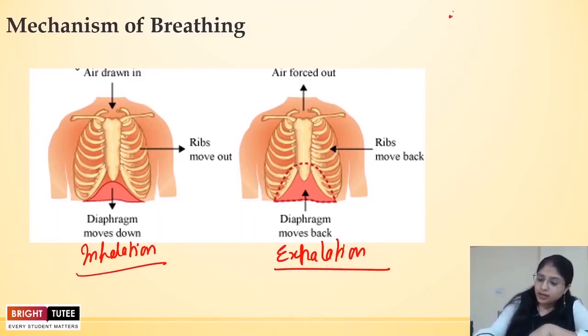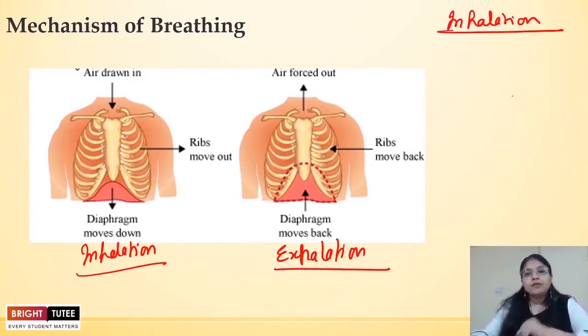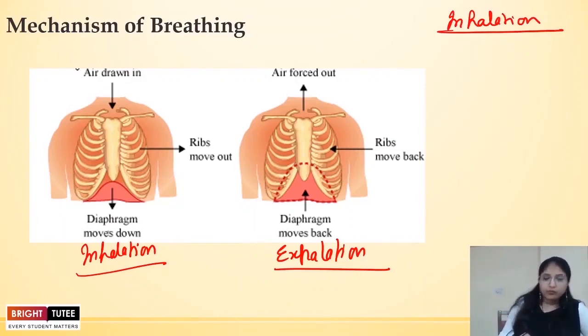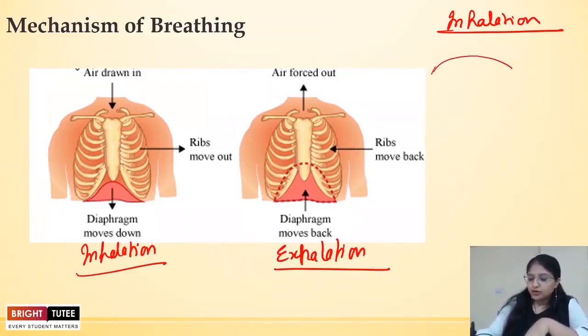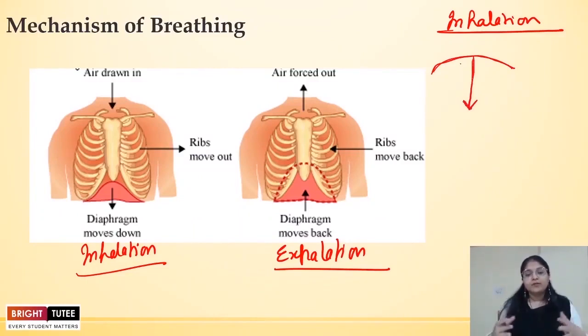First, let's talk about inhalation. Whenever inhalation takes place, the first thing which happens is that the diaphragm moves. Now, the structure of the diaphragm at rest, if you're not breathing, let's say you're holding your breath, is a curved structure. It is curved like this. When inhalation takes place, this structure goes down. The diaphragm goes down and the ribs move out. Two steps are taking place simultaneously: the diaphragm is coming down and the ribs are moving out.